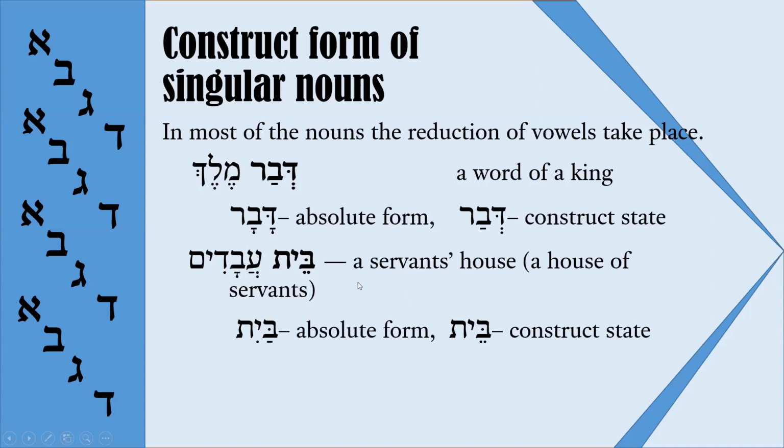Or another example, bet avadim, a servant's house or a house of servants. Excuse me, please. What is the rule for changing the absolute form to construct form? I just see the vowels have changed, but what has led those vowels to change the way they have changed?